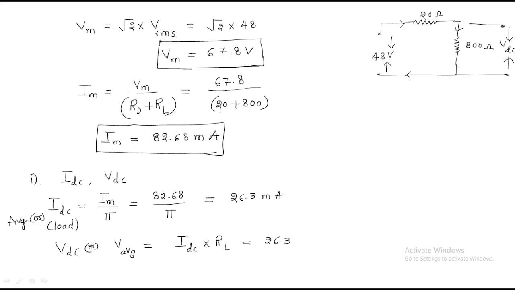Okay, right. So IDC is 26.3 mA, and RL, the load resistance, is 800. By using this, we will get 21.06 volts. Therefore, VDC equals 21.06 volts. And the next thing is we need to find out the RMS current.